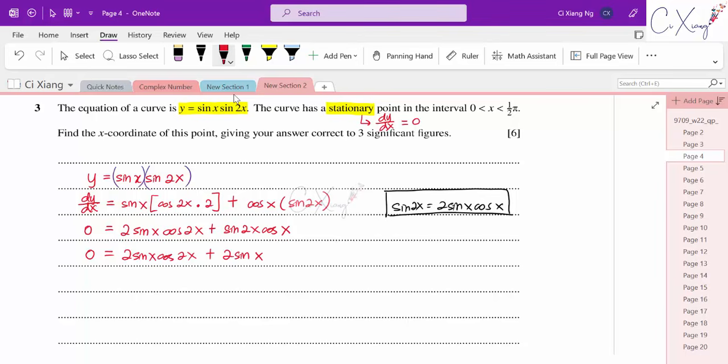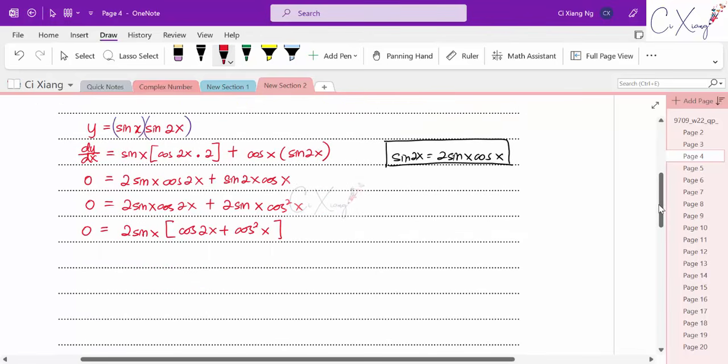And the cos x here multiplied with the original cos x, I'm having cos square x. And when we go until this step, I will try to observe and see whether I can factorize out anything or not. And I realized that I can factorize out 2 sin x. Therefore, I factorize out the 2 sin x, then my expression will look something like this. Okay? And from here, I can attempt to solve the equation.